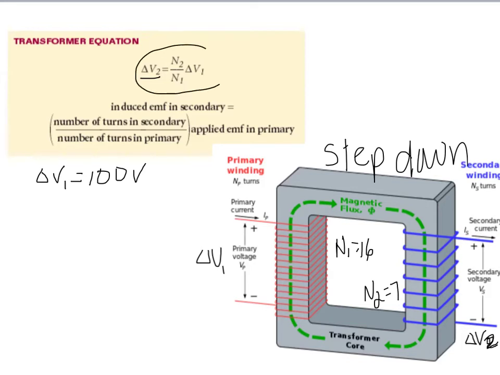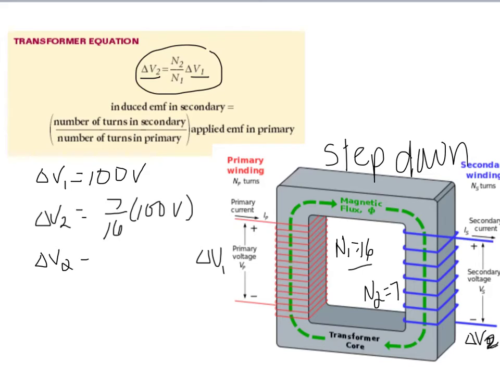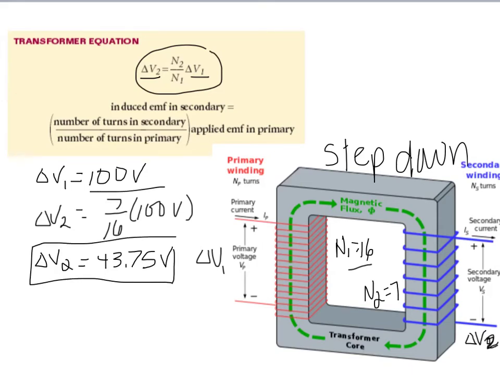We're going to plug things into our equation here. So we're going to find out what delta V2 is. We're going to need N2, which is 7, divided by N1, which is 16, times delta V1, which is 100 volts. So I have 7/16 times 100, so our delta V2, or our secondary voltage, will be 43.75 volts. So it is indeed less than the 100.